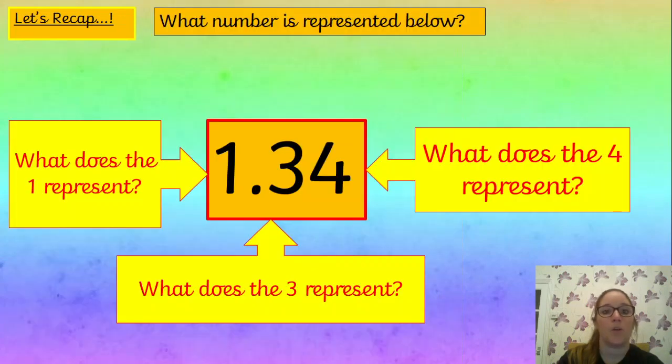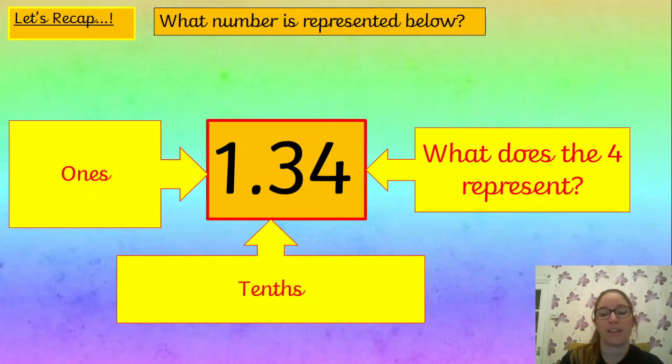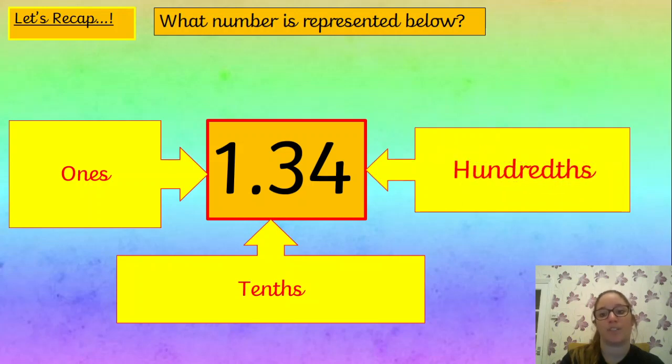Okay, so what number is represented below? What is this number? Okay, we can see the number is 1.34. But what does the 1 represent? Okay, so the 1 represents 1 whole. What does the 3 represent? Okay, so the 3 represents tenths, so the 4 represents hundredths. So we've got 1.34, 1 whole, 3 tenths, 4 hundredths.